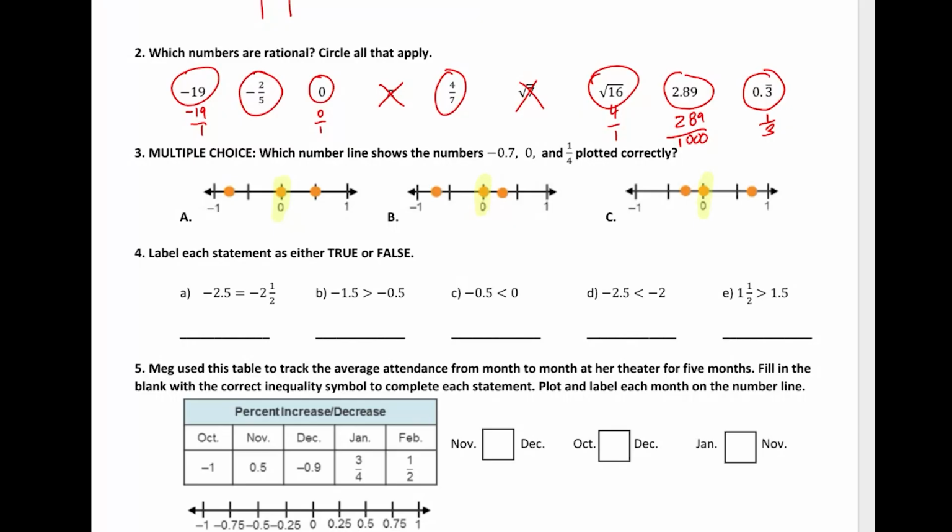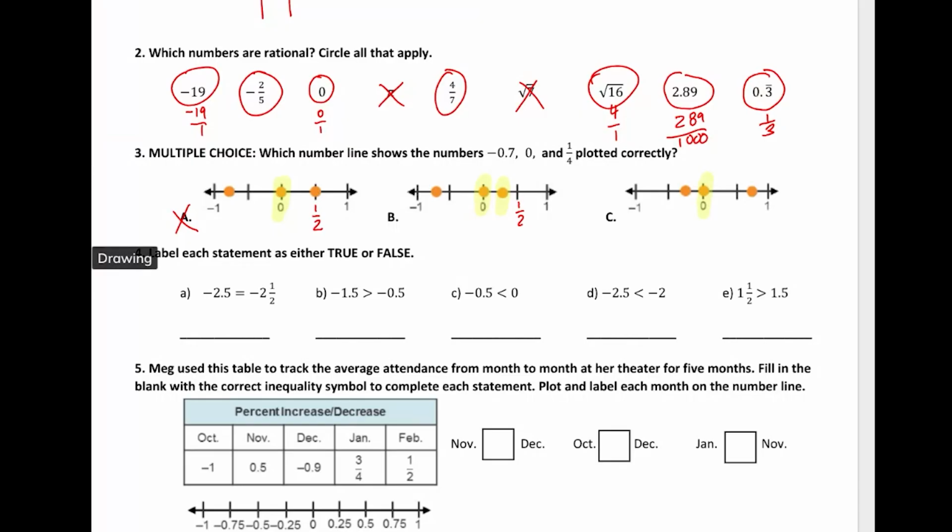Now let's look at 1/4. 1/4 should be a quarter of the way to 1. Well, on A, we've got a point, but that's at 1/2. So it's not going to be A. On B, we've got a point halfway in between 0 and 1/2. That's going to be 1/4, so that's good. We can go ahead and say, oh, that might be our answer.